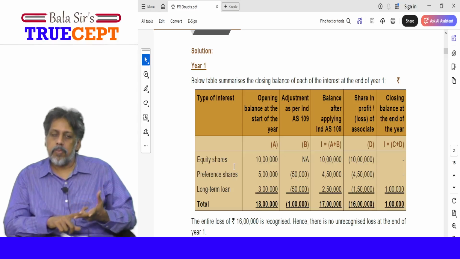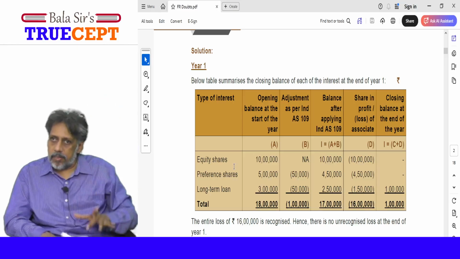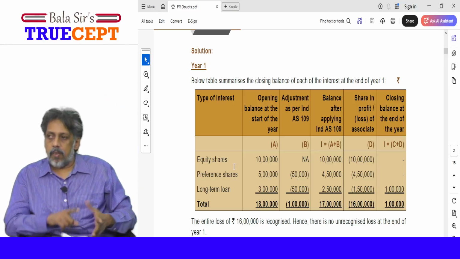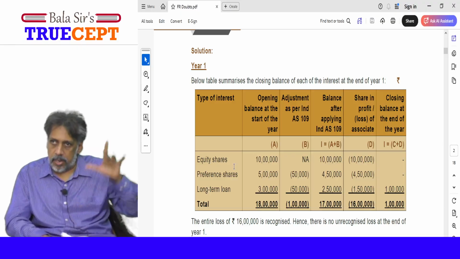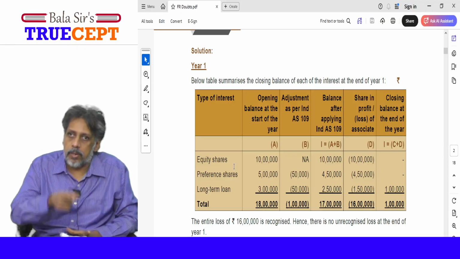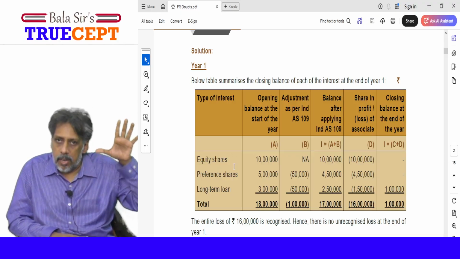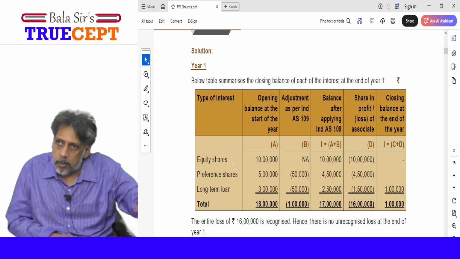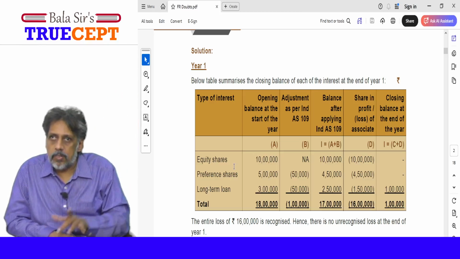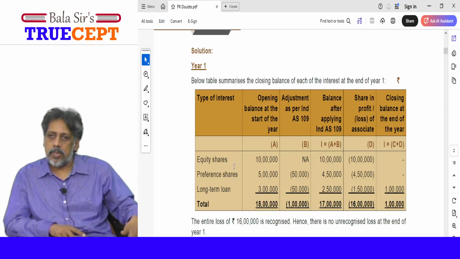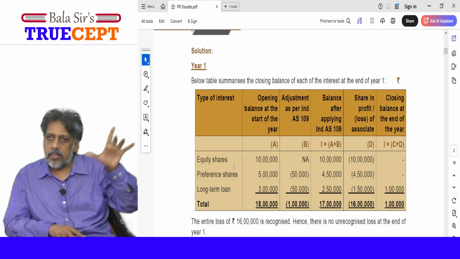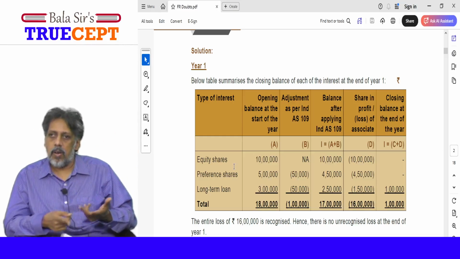Then share in profit or loss. Remember, the loss is 16 lakh in all for the first year. Of that, 10 lakh loss will be now adjusted against investment in associate. This 10 lakh rupees is investment in my company's equity shares, right? So the entry, in case you want to pass an entry, is going to be share of loss account debit to investment in associate, 10 lakh. You cannot assign more than 10 lakh because it will take it to a negative figure, right? So out of 16 lakh rupees loss, 10 lakh is now allocated to investment in associate. So what is 10 lakh minus 10 lakh? It becomes nil or zero closing balance.